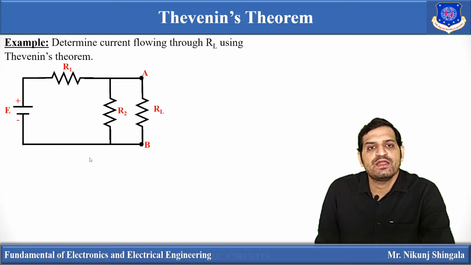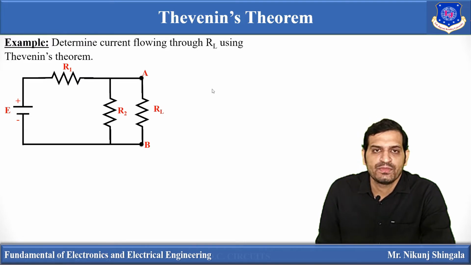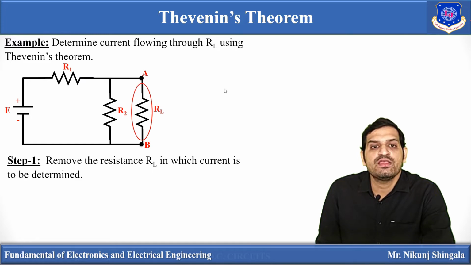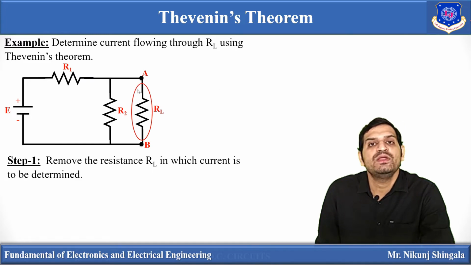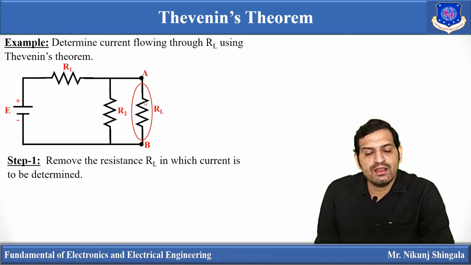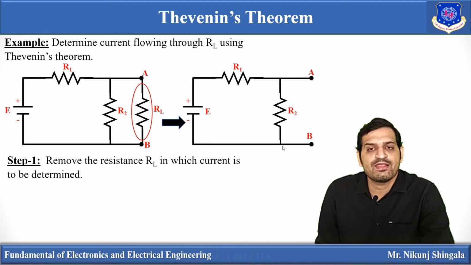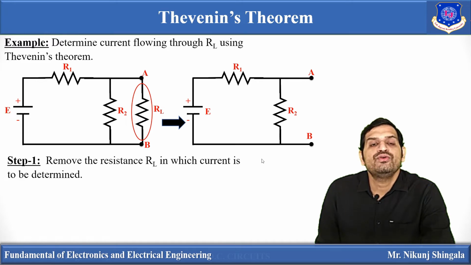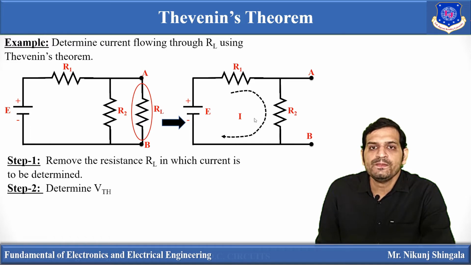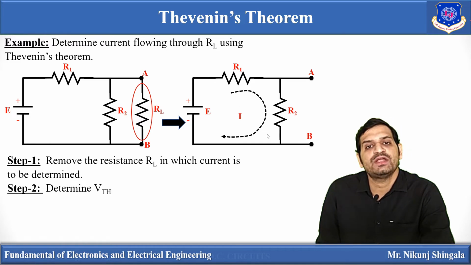So suppose this is a circuit which consists of two loops. In this circuit, suppose we have been asked to determine the current flowing through RL. So what is step 1? Step 1 is to remove the branch in which you have been asked to find the current. Here we want to determine the current through RL, so first remove RL. If we remove RL, the network will look like this. Now there is only one loop, so current I will flow. The second step is to determine VTH, the Thevenin's equivalent voltage.